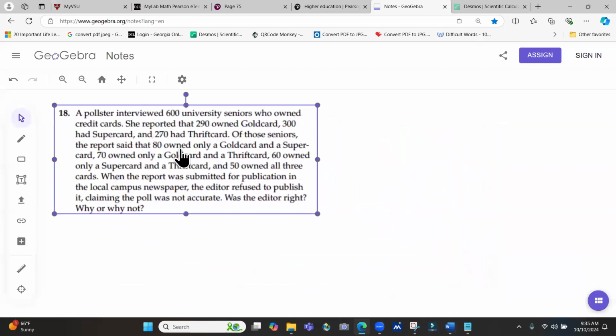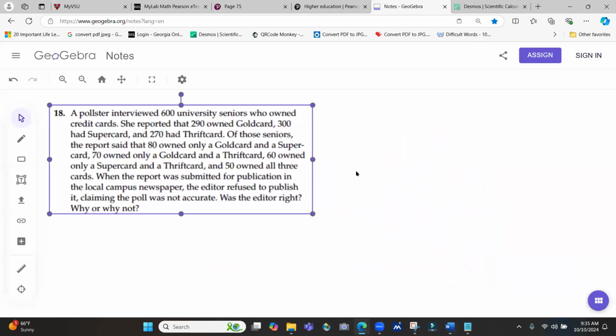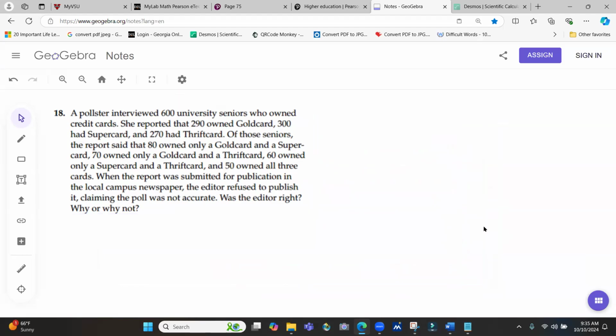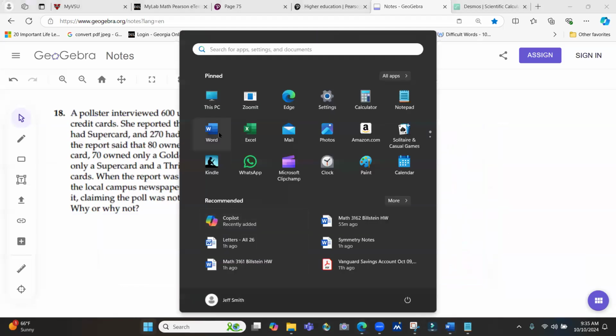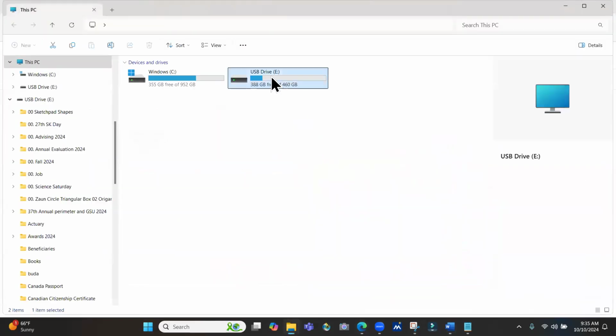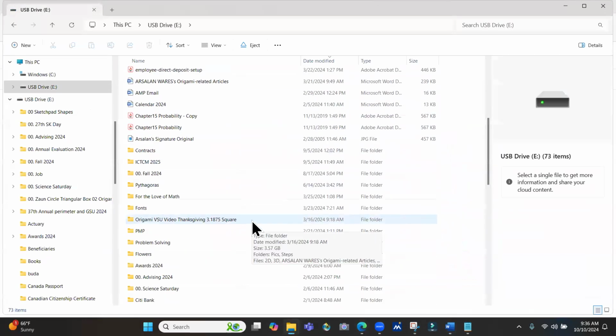A pollster interviewed 600 university seniors on credit cards. She reported gold card, thrift card, and super card. So let me grab my Venn diagram from another folder. It'll help me save a little bit of time.